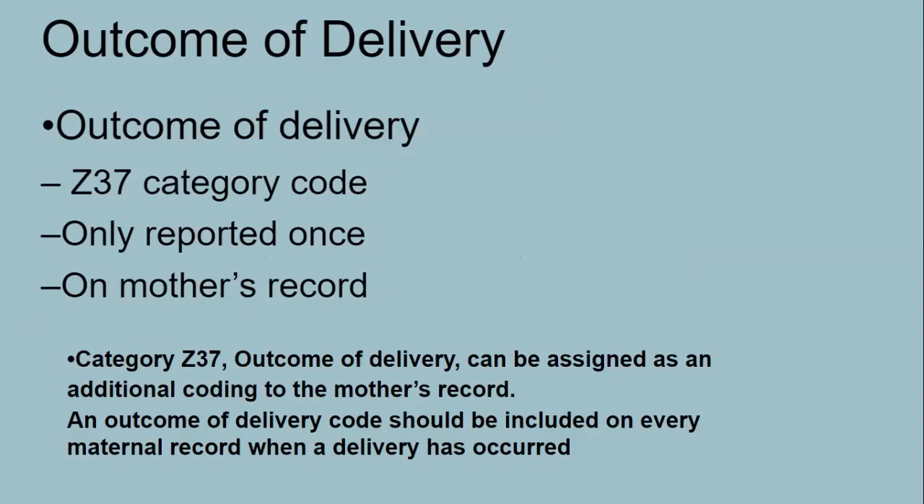Outcome of delivery. Outcome of delivery is a Z37 category code, only reported once and on the mother's record. Category Z37 outcome of delivery can be assigned as an additional code on the mother's record. An outcome of delivery code should be included on every maternal record when a delivery has occurred. So there's a Z code. It's important. Why don't we label it?